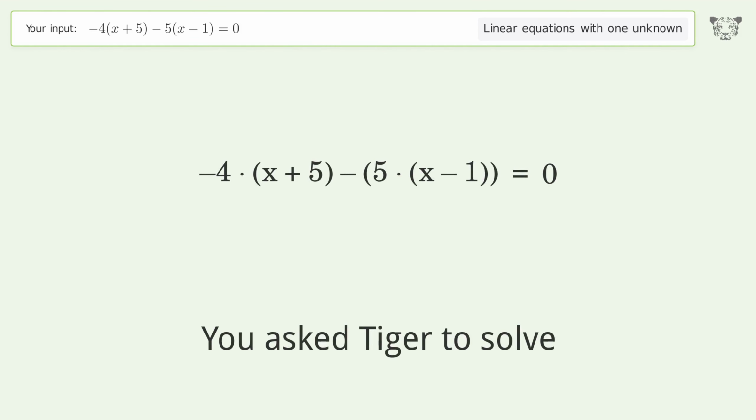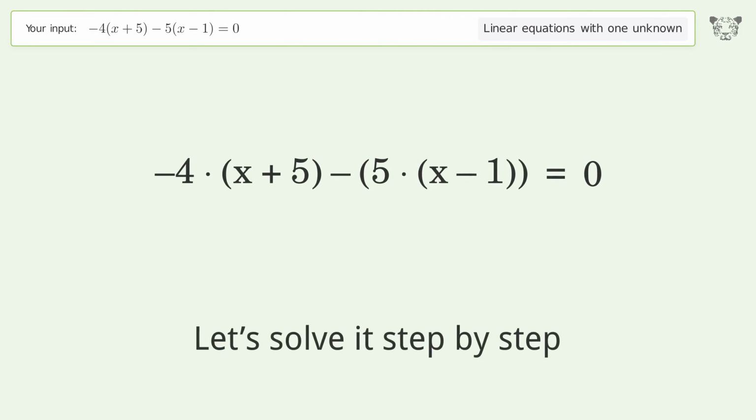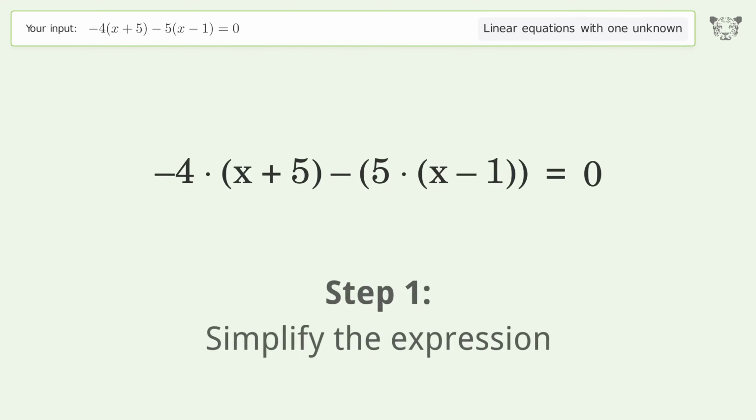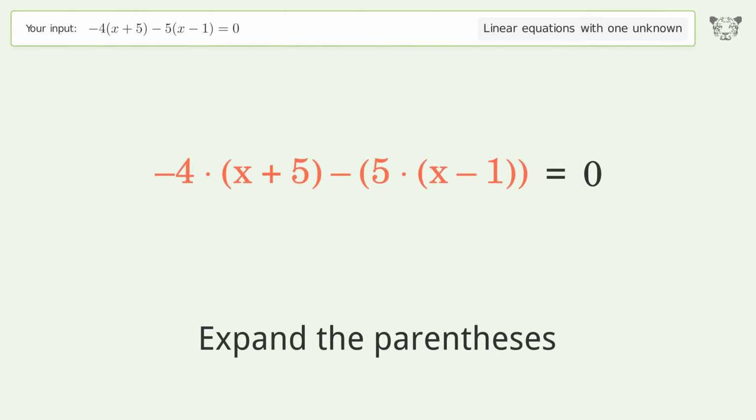You ask Tiger to solve. This deals with linear equations with one unknown. The final result is x equals -5/3. Let's solve it step by step. Simplify the expression. Expand the parentheses.